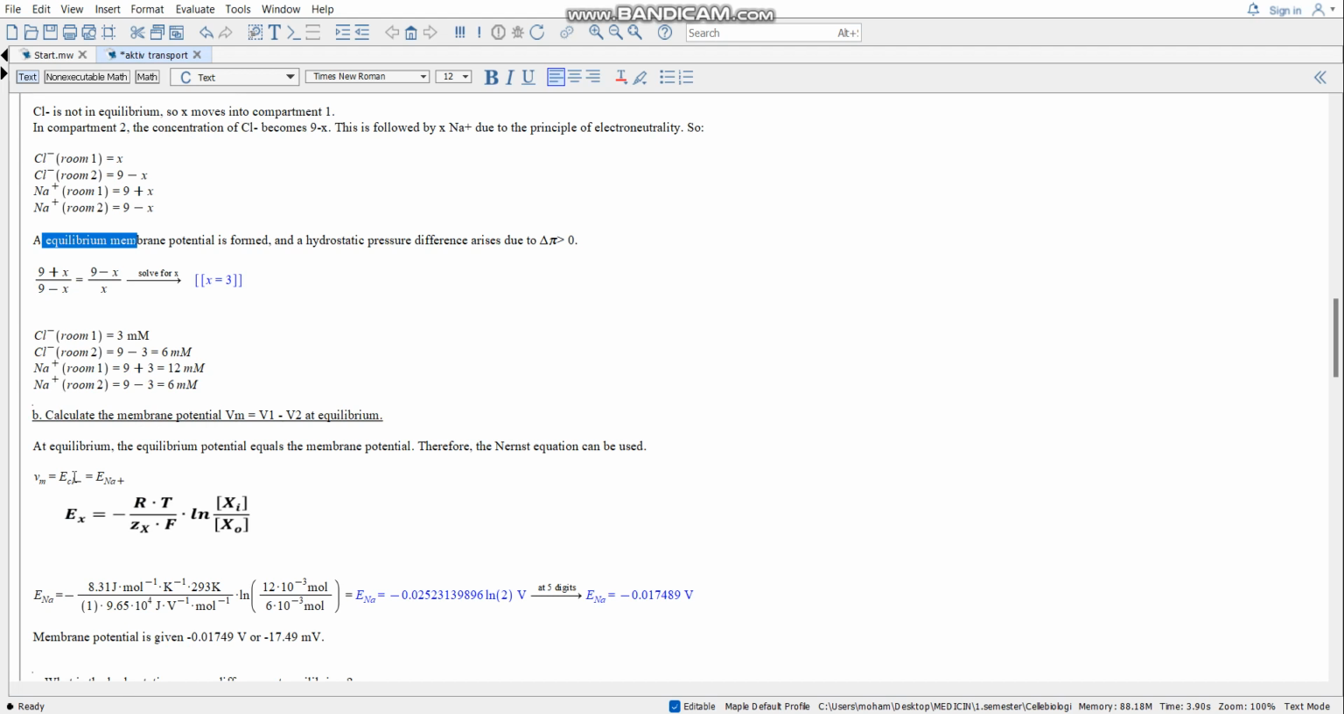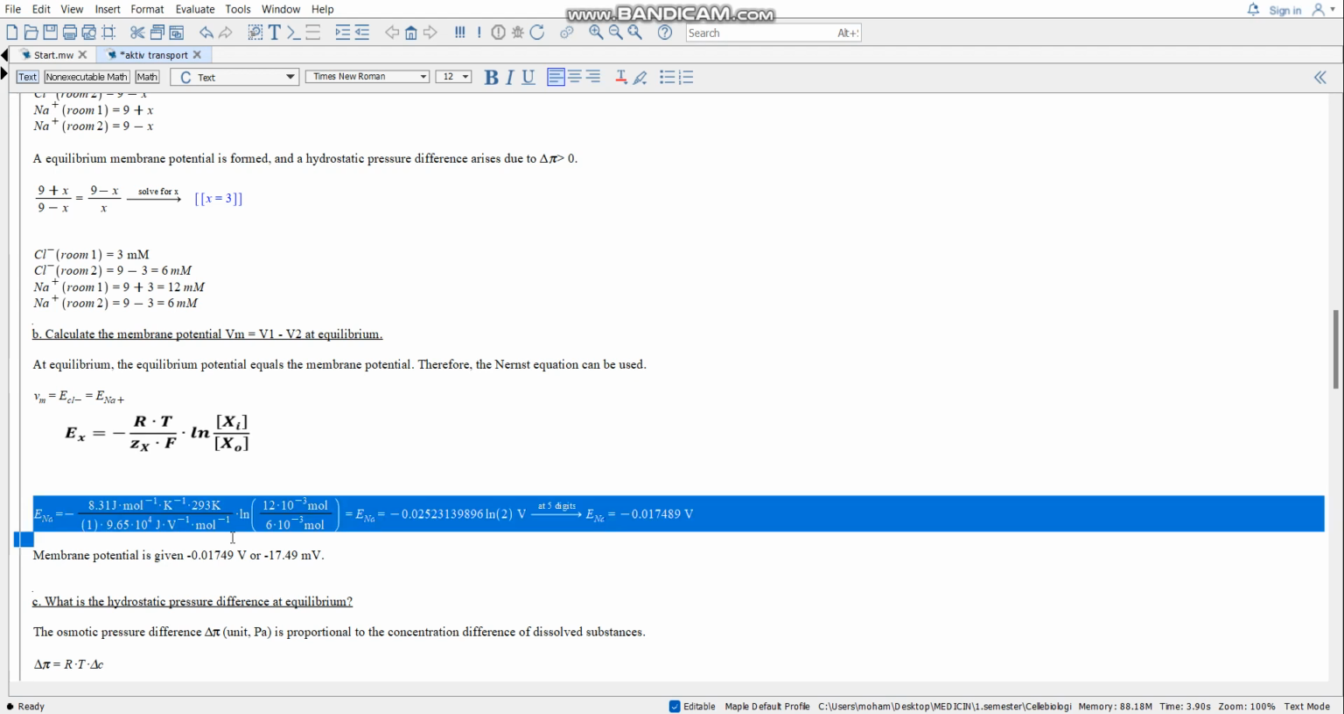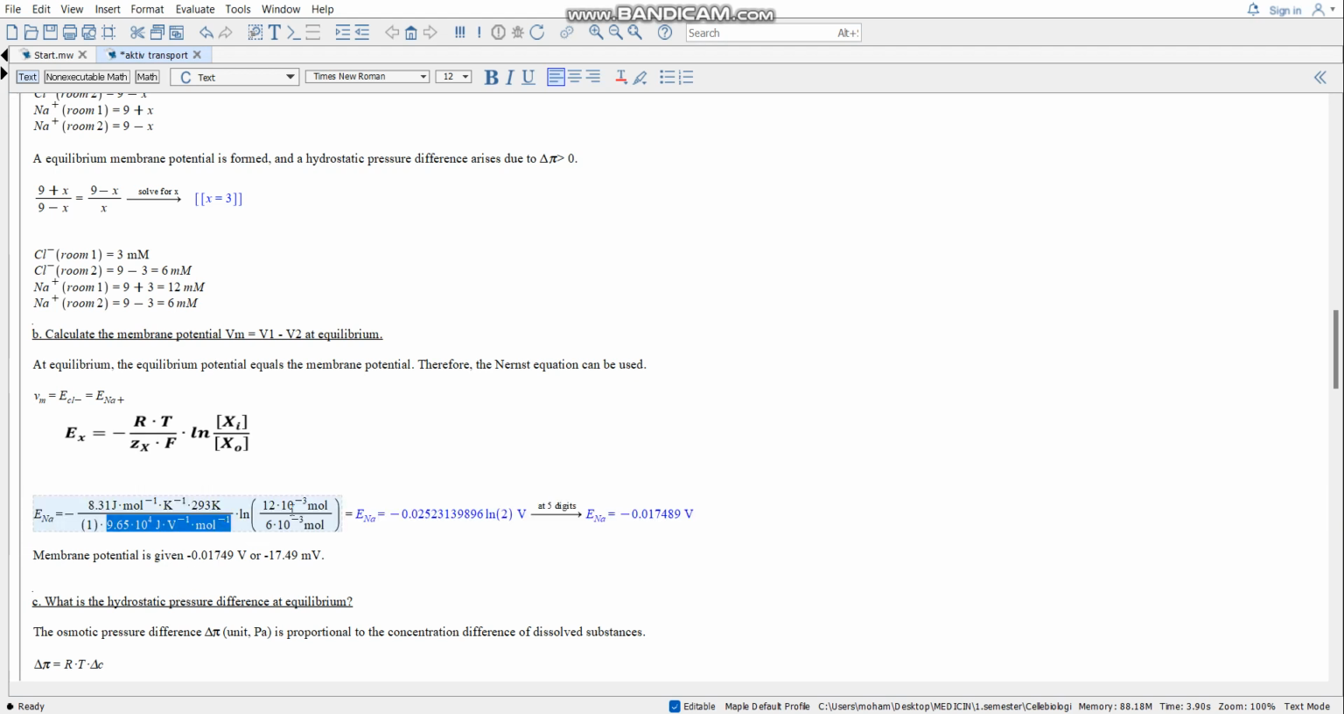Now they want you to calculate the membrane potential at equilibrium. Now remember, at equilibrium, the equilibrium potential, so the Nernst potential, equals the membrane potential. So we can utilize the Nernst equation right here. The gas constant is given, the temperature is given, the ion valence for sodium is of course 1, Faraday's constant is here, and then the concentration for sodium we've just calculated to be in room 1 12 millimoles, and here 6 millimoles. So the membrane potential is given as minus 17.49 millivolts.